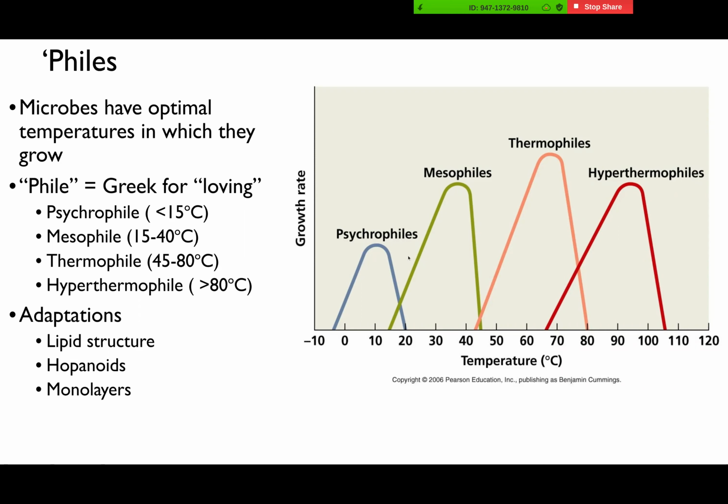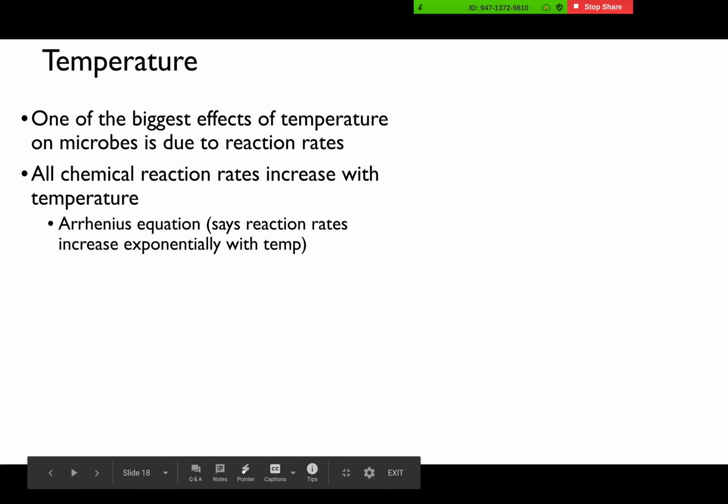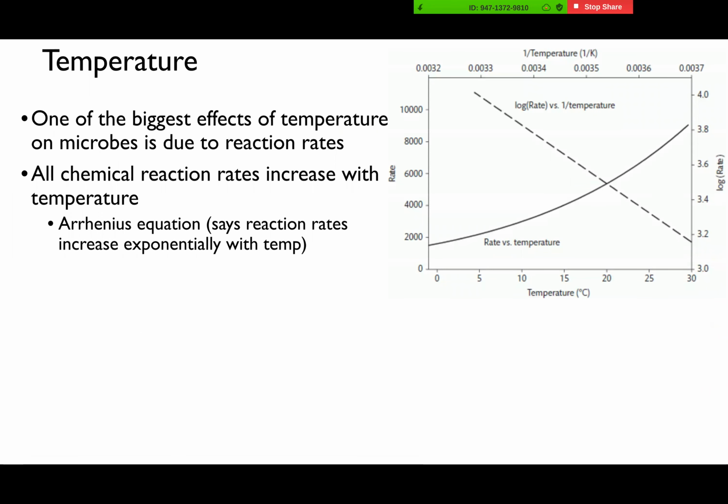So the adaptations that allow microbes to grow at these different temperatures include changes to the structure of their phospholipids, the introduction of haploids, and at really high temperatures, changing from a bilayer to a lipid monolayer in your plasma membrane. But ultimately, one of the greatest effects we see of temperature on microbe growth is actually how it affects reaction rates.